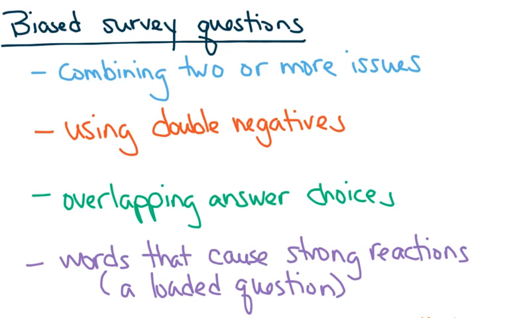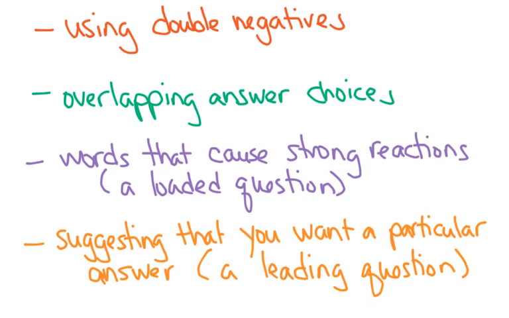You also don't want to use double negatives. This is something that you know from English class. Don't use double negatives. You don't want to use overlapping answer choices. You have to make sure that if you're going to give somebody, say, a multiple choice question, you don't want multiple answers that kind of mean the same thing, because then you're really leading them to an answer. That brings us to words that cause strong reactions. This is also known as a loaded question. Sometimes you can ask a question that people feel really strongly about, and it could be starting an argument rather than just getting a survey.